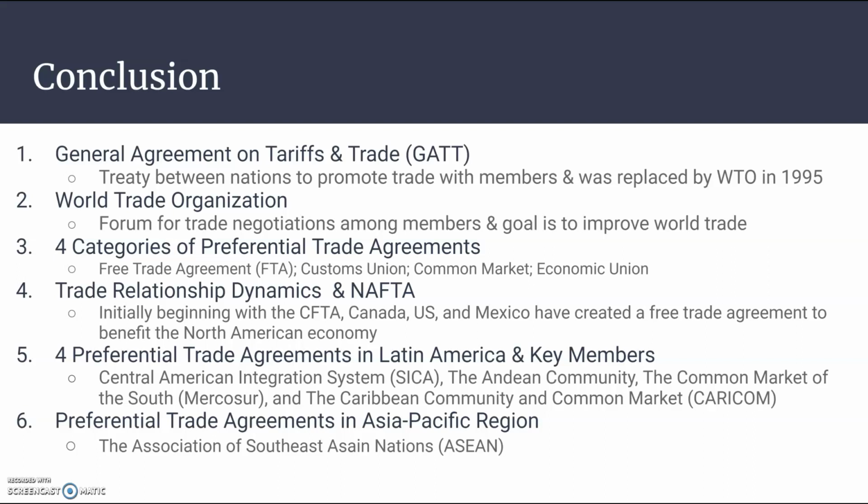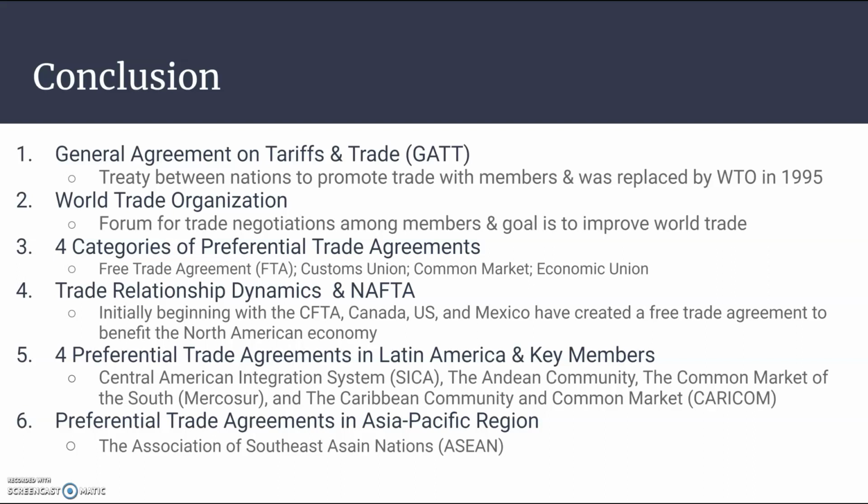3.3 was where we looked at 4 categories of preferential trade agreements. So we had the Free Trade Agreement, the FTA, Customs Union, Common Market, and Economic Union. And at 3.4, we assessed the trade relationship dynamics and NAFTA. This initially began with the CFTA between Canada and the US, but then Mexico joined to create NAFTA and create a free trade agreement to benefit the North American economy.